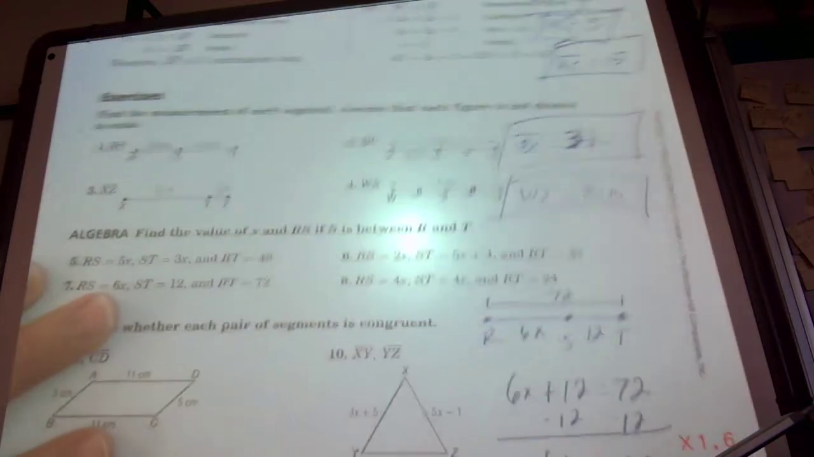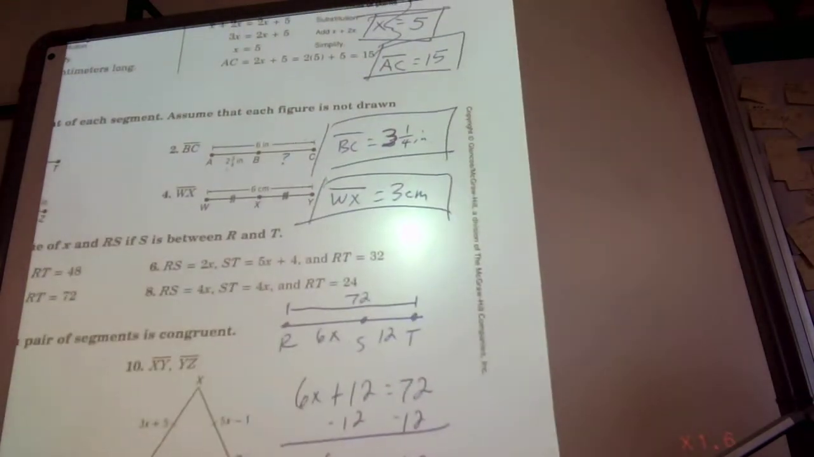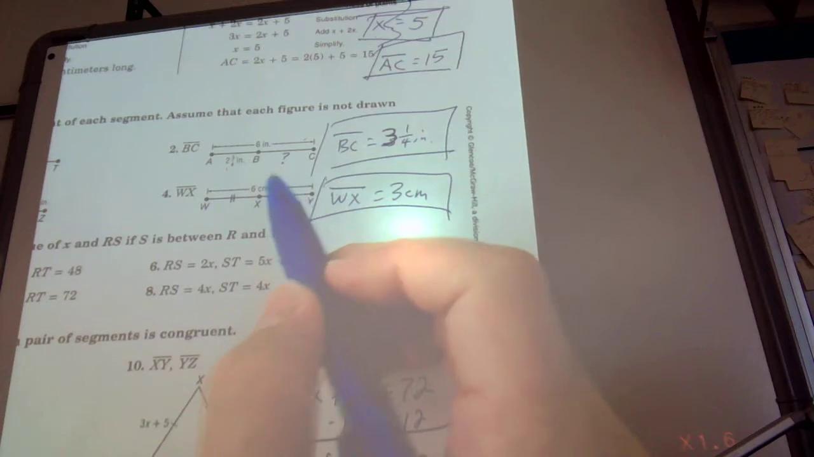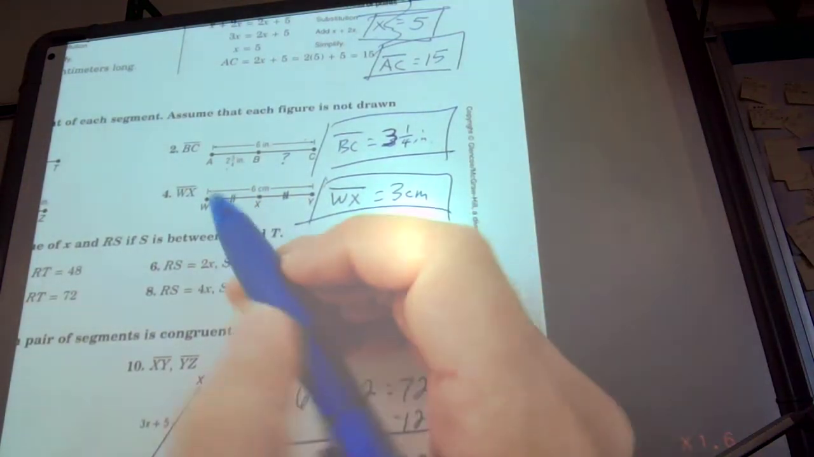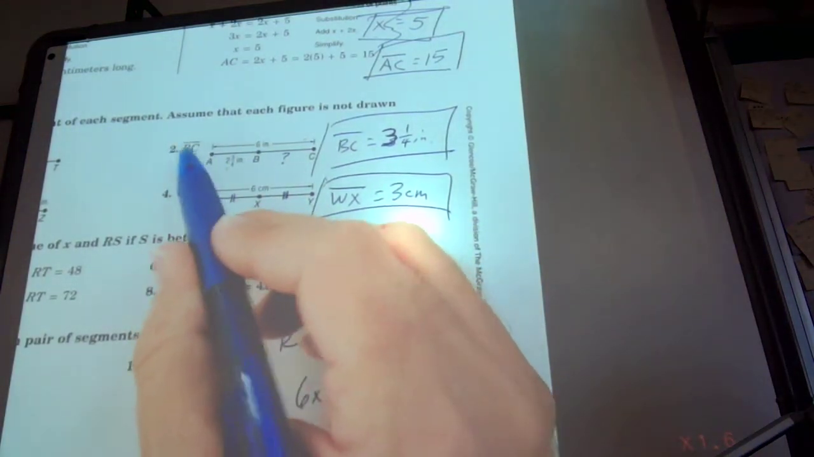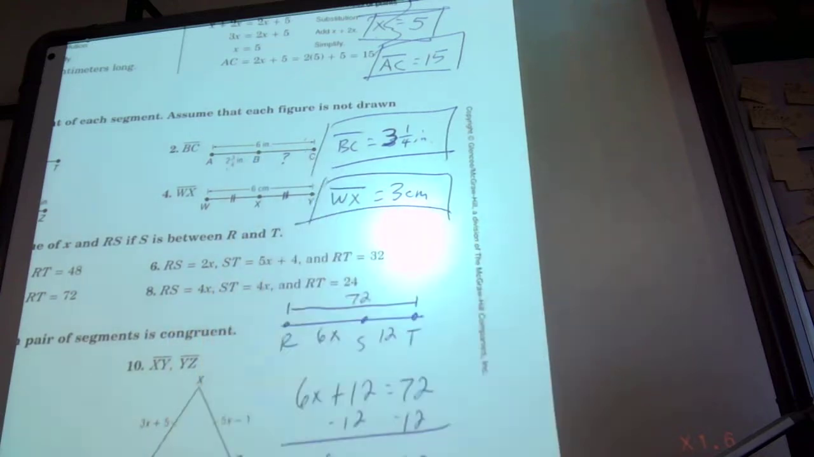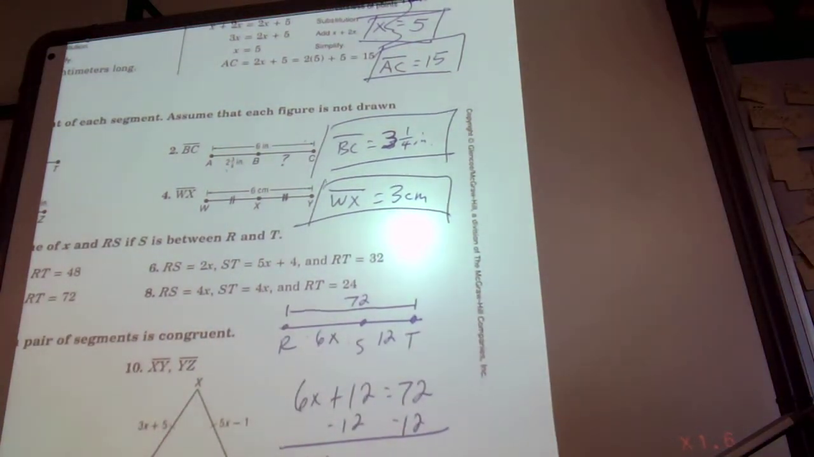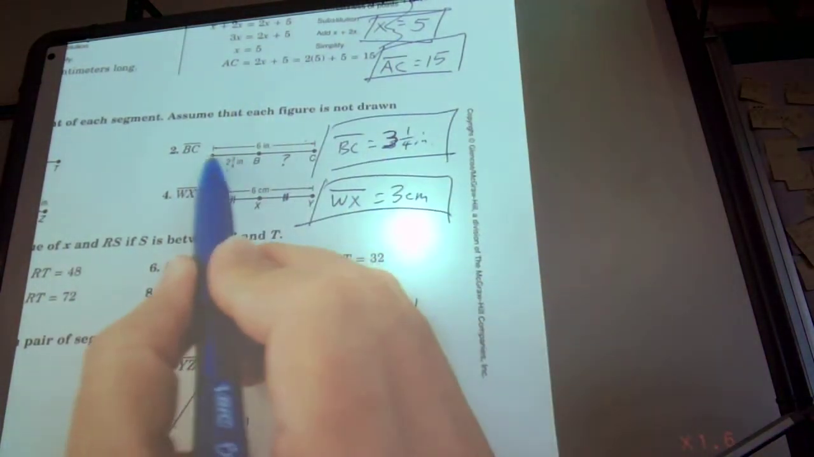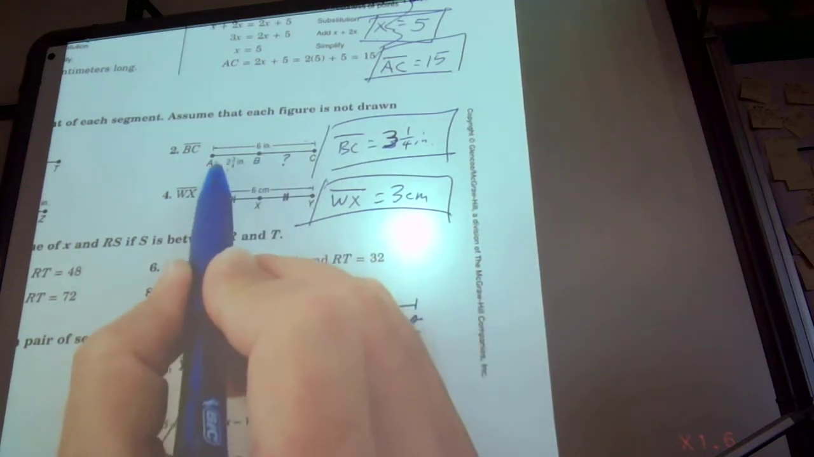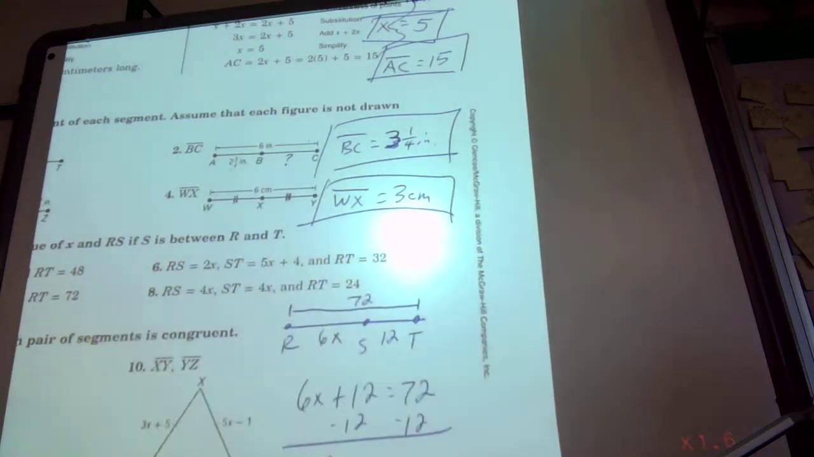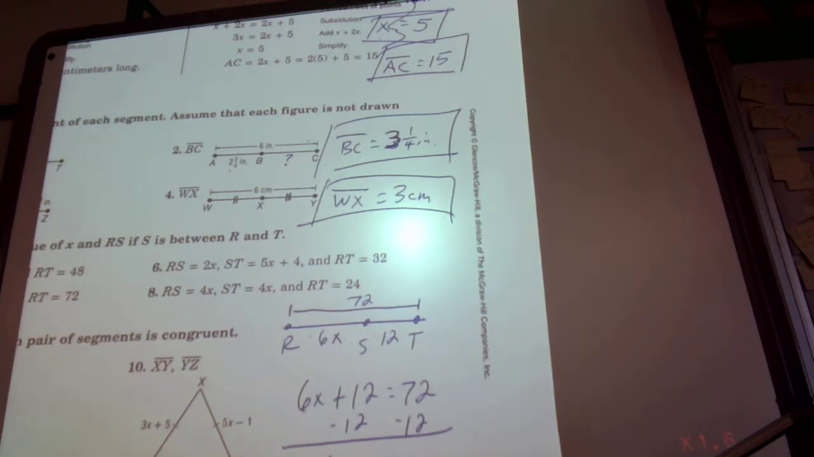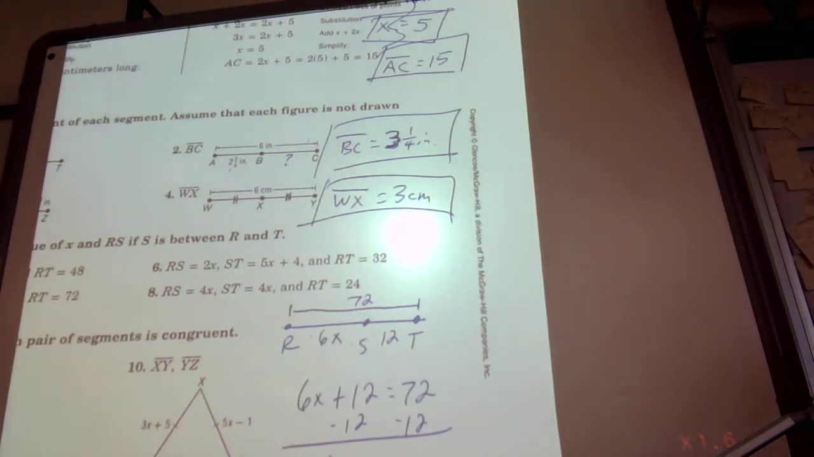Jumping down, I'm in the exercises part, looking at number 2. They want us to find the measure of the segment. They changed it up on us. In number 2, they want us to find from B to C, which is one of our parts. Well, they gave us the whole thing, which is 6. From A to C is 6. And they gave us from A to B, which is 2 3/4. Now, don't freak out about the fraction. Obviously, we can let the calculator help us if we need it.